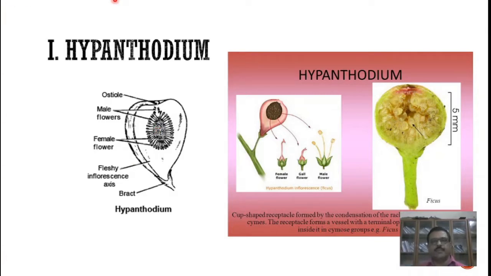And this chamber consists of male and female flowers. So the flowers in this hypanthodium are unisexual, with separate male and female flowers. Male flowers occur towards the upper portion of the chamber, towards the ostiole.